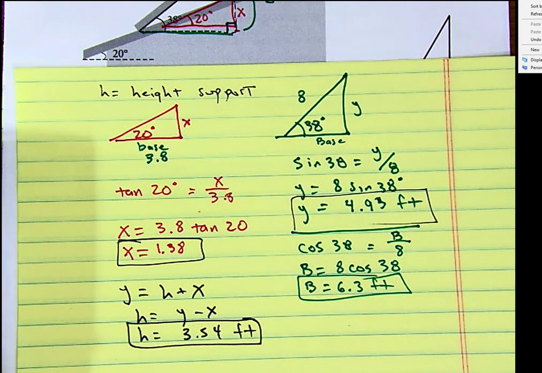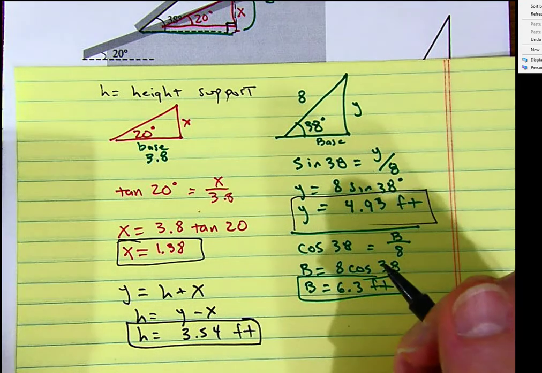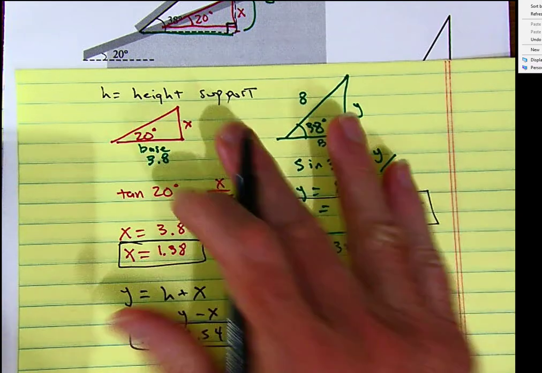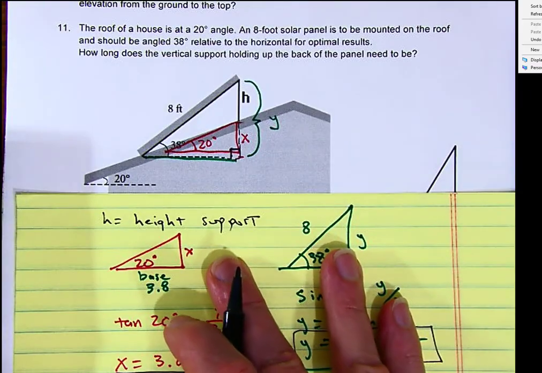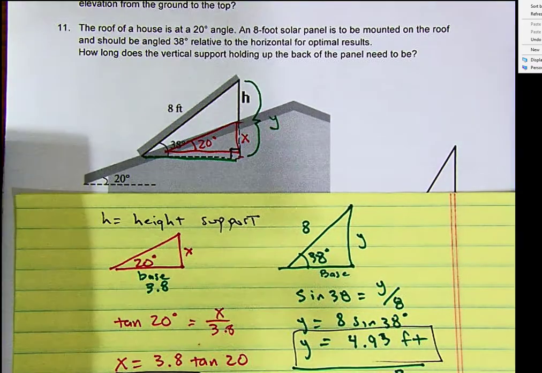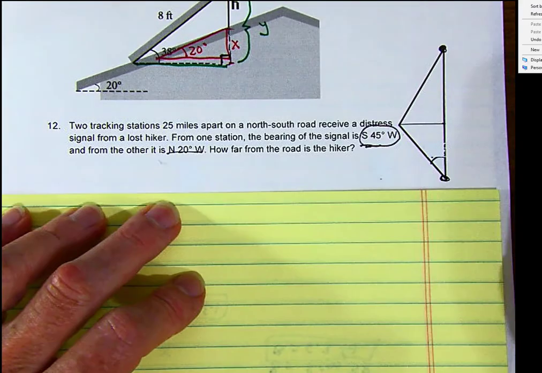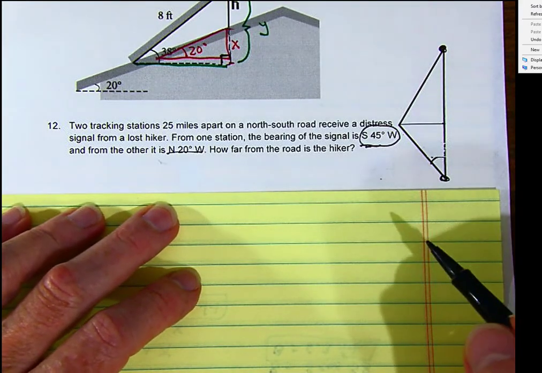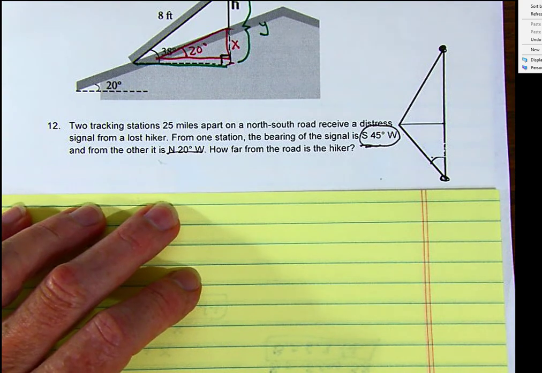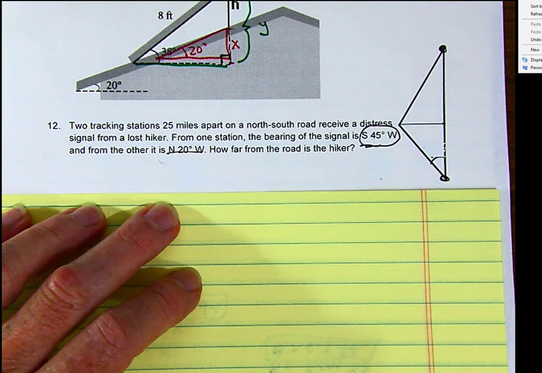All right, so there's one example of a triangle solution that we solved in the midst of an application problem. I'm going to do one more of these. All right, one more word problem here from the worksheet that we've been working on.